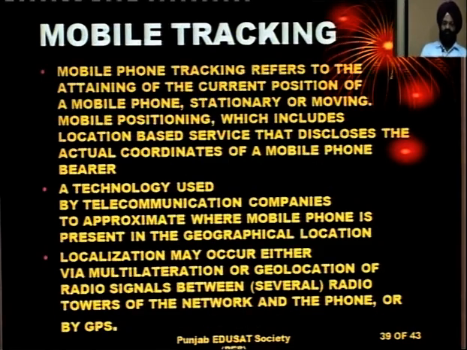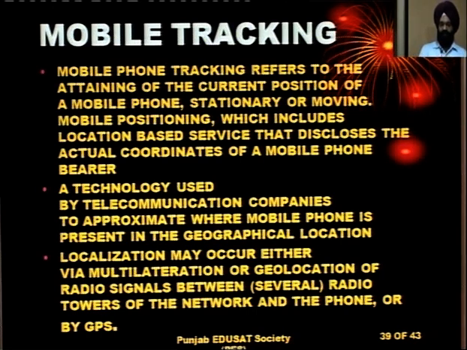So, the next is mobile tracking. We will try to discuss it in 1-2 slides because time is very less now. Mobile phone tracking refers to attaining the current position of a mobile phone, stationary or moving, mobile positioning, which includes location based service that discloses the actual coordinates of a mobile phone bearer. It is a technology used by telecommunication companies to approximate where a mobile phone is present in a geographical location.